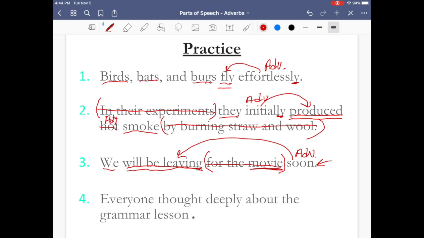Number 4, everyone thought deeply about the grammar lesson. I wish. In the meantime, about the grammar lesson is a prepositional phrase, so we can take that out. So everyone thought deeply. Thought is our verb. They're thinking about something, right? Everyone is our pronoun saying who was thinking. And to what extent were they thinking? They were thinking deeply. So it does have our little ly here. It's modifying the verb thought. Therefore, it is an adverb.